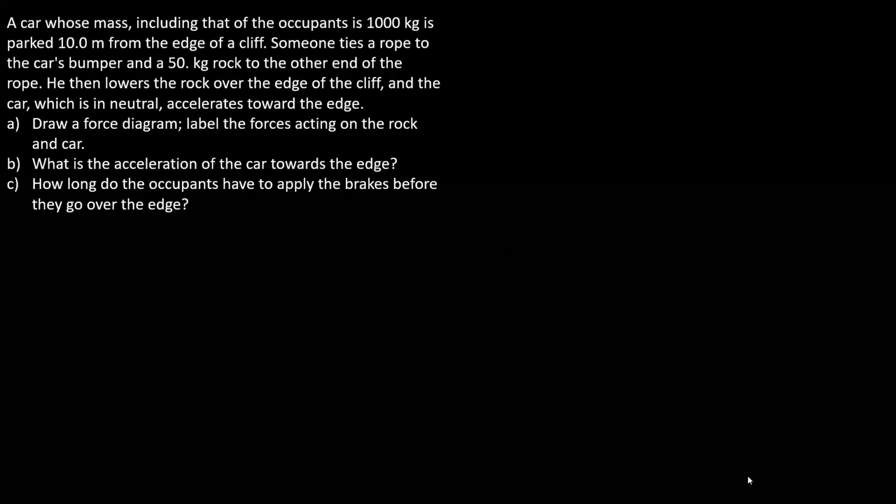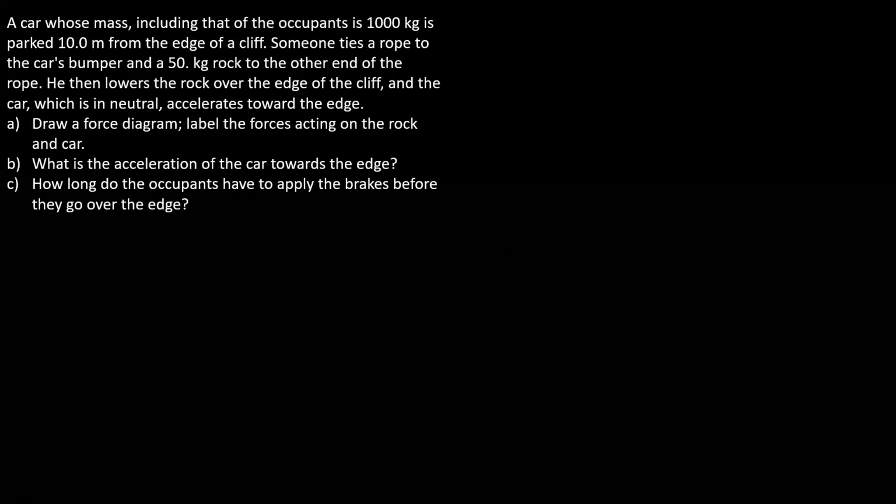Problem 2. A car whose mass, including that of the occupants, is 1,000 kilograms, is parked 10 meters from the edge of the cliff. Someone ties a rope to the car's bumper and a 50-kilogram rock to the other end of the rope. He then lowers the rock over the edge of the cliff, and the car, which is in neutral, accelerates towards the edge. Nothing like a good old physics of murder problem.